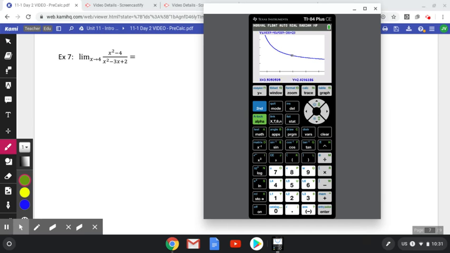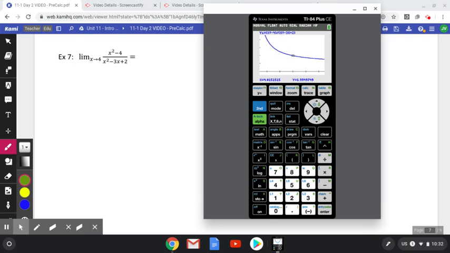If we hit trace here, we can move left and right, and we're looking at a value of a little above 2 now. As we get closer to 4, that value gets closer to 2. And then if we go a little bit to the right and we start to move closer to 4 from the right, it looks like that value is a little lower than 2, but is getting closer to 2.